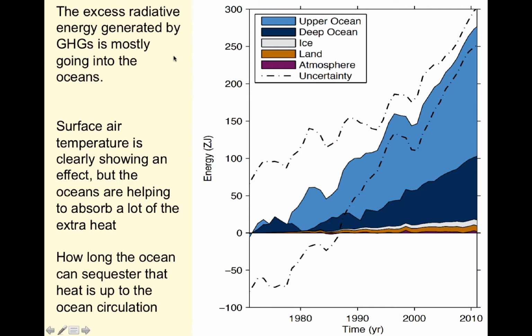This graph shows just this. The excess radiative energy generated by greenhouse gases is mostly going into the oceans. So here they're showing the energy in zetajoules, time from 1970 to 2012 about, and they're showing how much went into the land, a little bit as the gold, how much went into melting ice or into the ice, a little bit as the white, how much went in the atmosphere, very small fraction as the magenta here, and how much went into the upper ocean, the light blues, to the deep ocean, the deep blues, and a lot, right? So most of the energy is going into the oceans and not affecting the atmospheric temperature right now. How long the ocean can sequester that heat is up to the oceanic circulation.